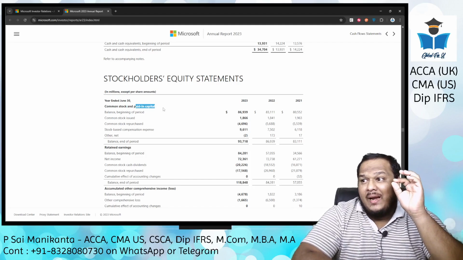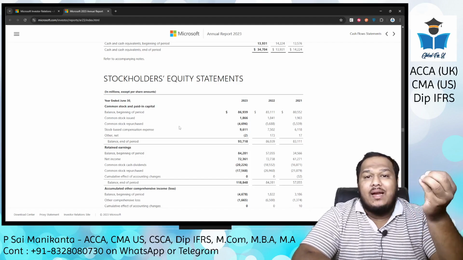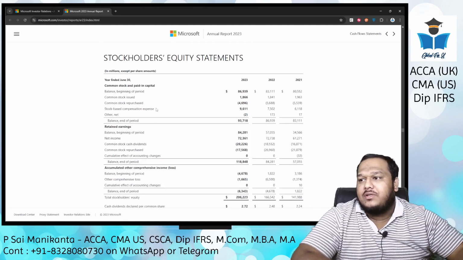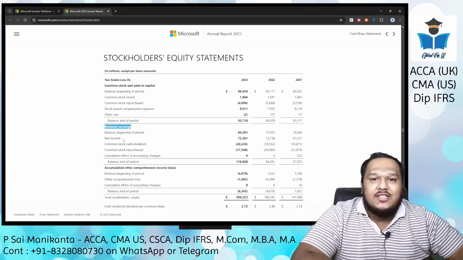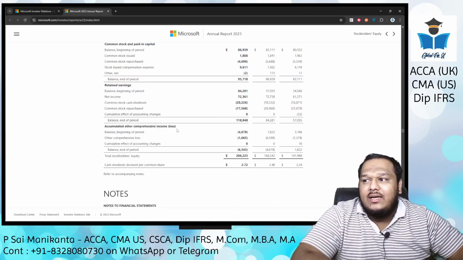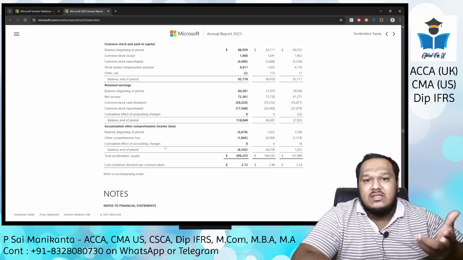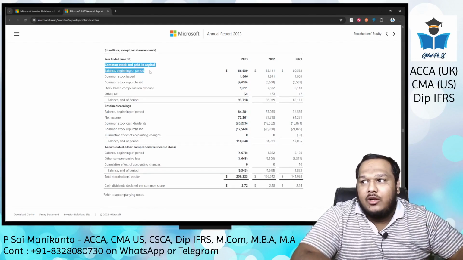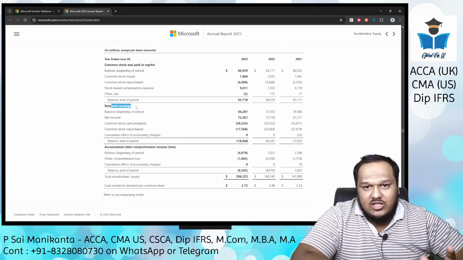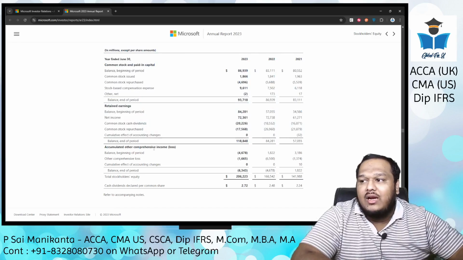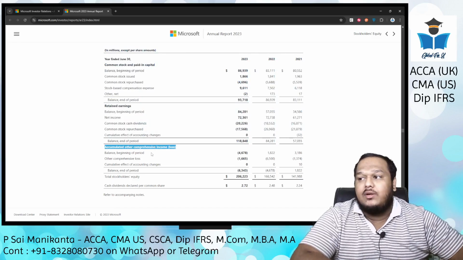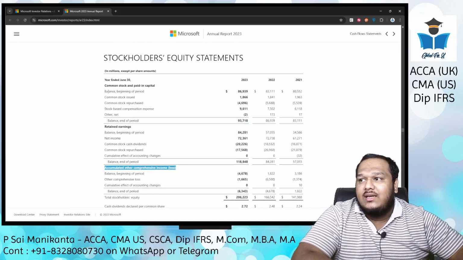And then you have paid in capital. Paid in capital means paid up shares. In India we call them paid up shares. Then retained earnings, general reserves. Then accumulated other comprehensive incomes, other reserves. So you have your equity account, you have your general reserve and retained earnings, and you have your other reserves or other comprehensive incomes. So how much was there at the beginning of the period?